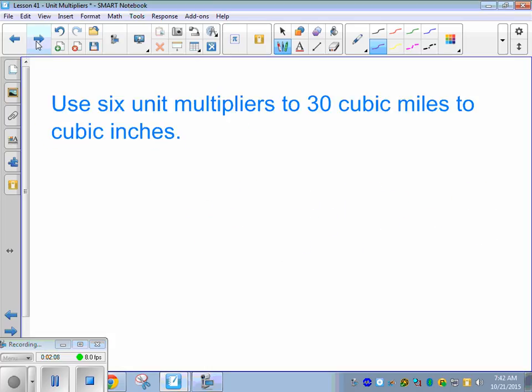Use 6 unit multipliers to convert 30 cubic miles to cubic inches. So now we're doing cubed. That means 3 of each. And we have 2 conversions to get from miles to inches. So that's why it's 6, because I have 3 of each one. So I'm going to start with 30 miles cubed, cubic miles, over 1.